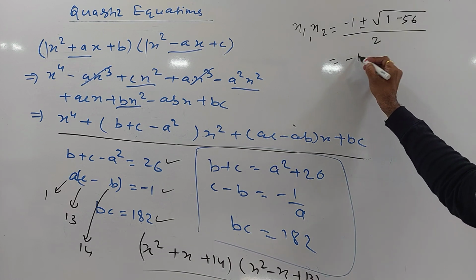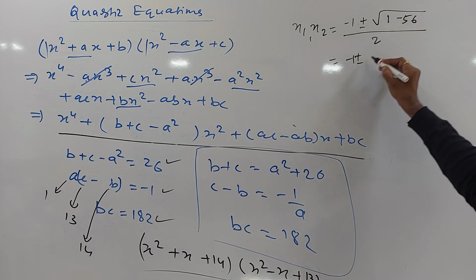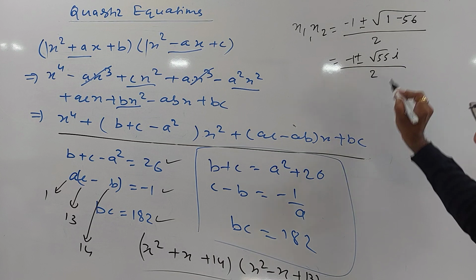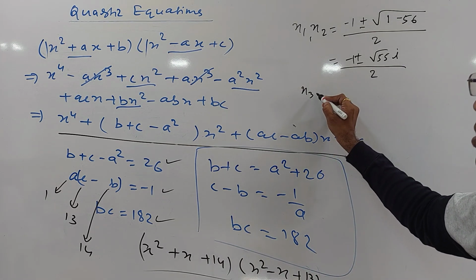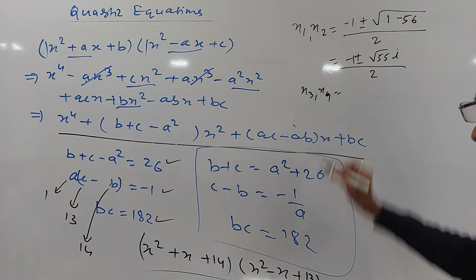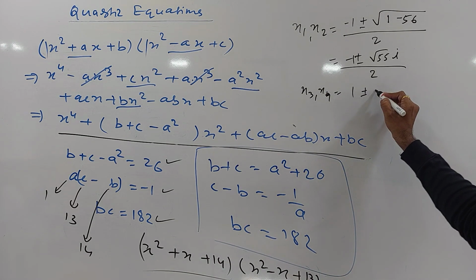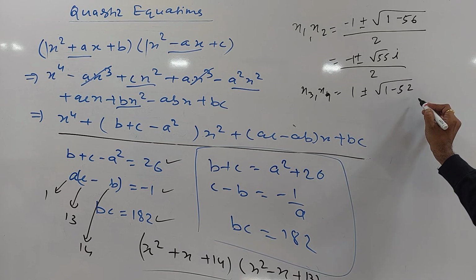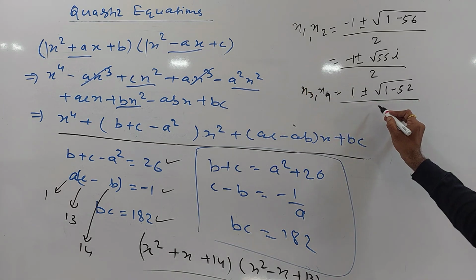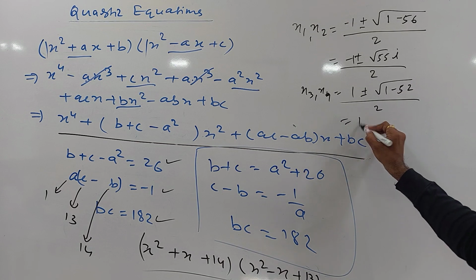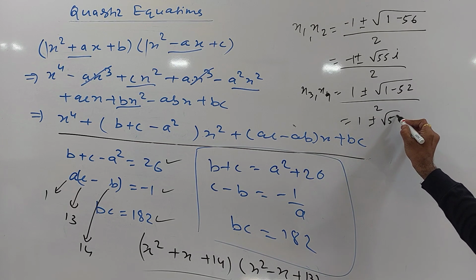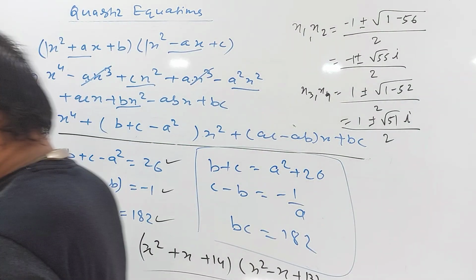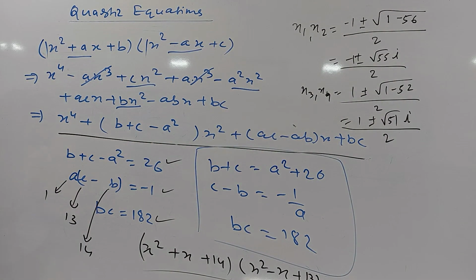Fine. So obviously you are getting it to be unreal or complex root, and this, let us call it x3 and x4. So minus b plus or minus square root of b square minus 4ac upon 2a. So again I am getting a complex root. So all the 4 zeros of this quartic are complex.